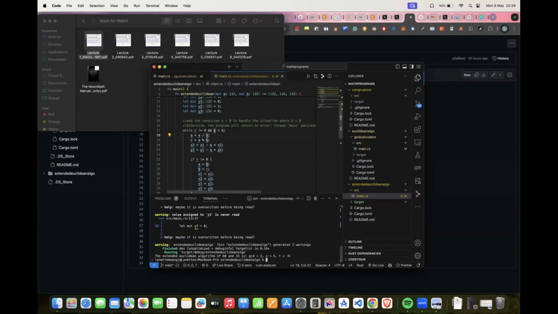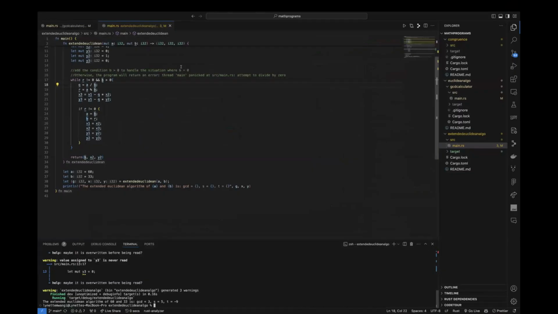In the first question, I had not considered the situation when B is equal to 0, but we were to update it, because when the second number is 0, we're going to get an error. Okay, and then is there any question?